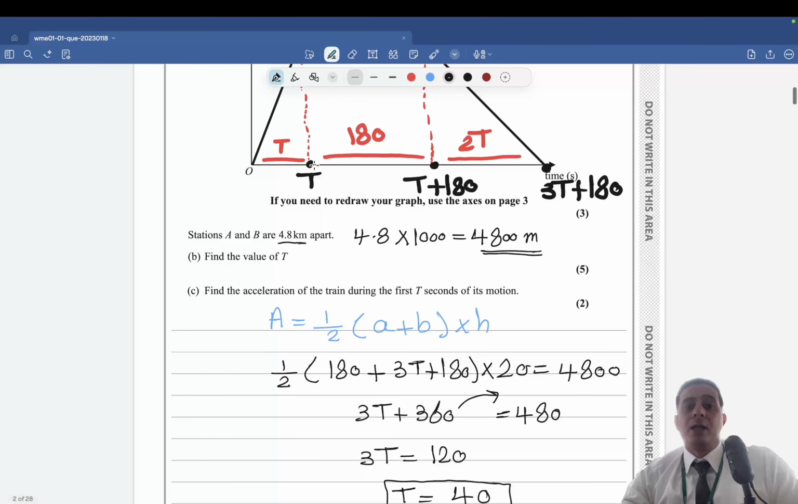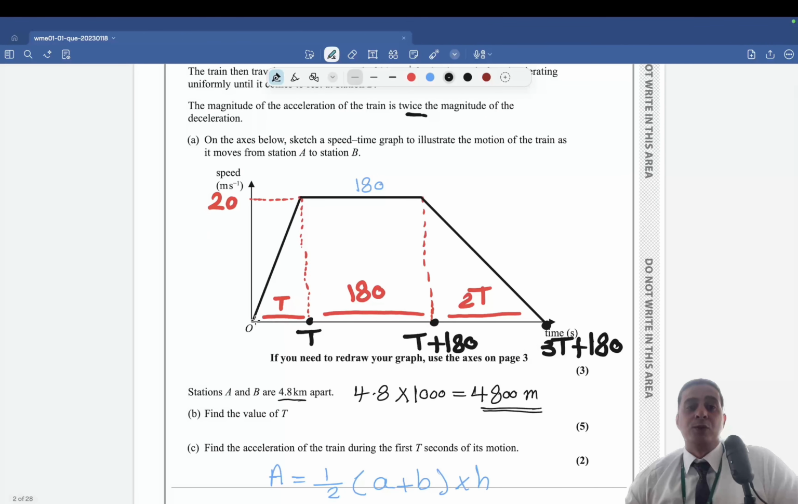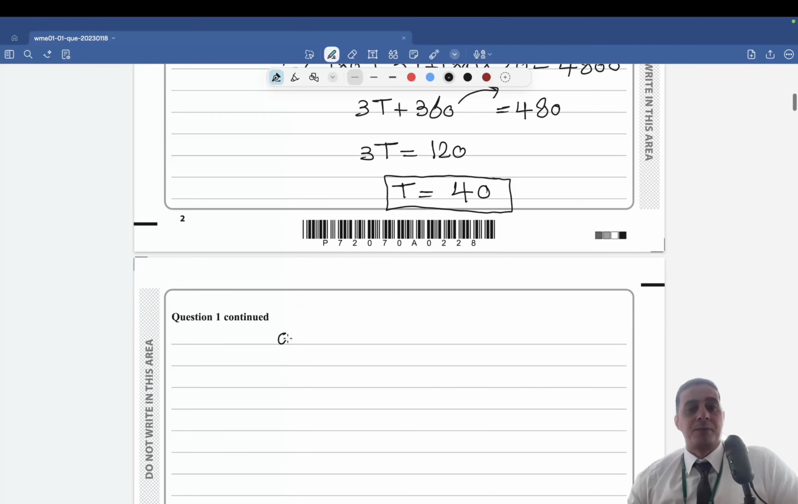Last part. Find the acceleration of the train during the first t seconds of its motion. So I need to find the acceleration as it goes from 0 to 20. The magnitude of the acceleration is just the gradient for that line, and the gradient is just rise over run. So my rise here is 20, my run here is t. So the acceleration for part C will be the rise, which is 20, divided by the run, which is 40, which is 0.5 meters per second squared.